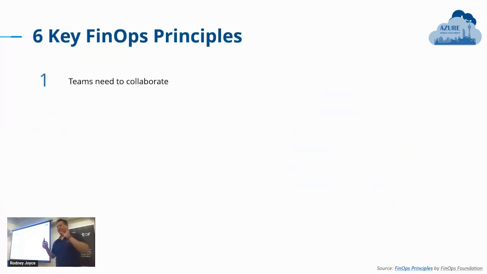If we drill into these phases, let's step back a bit first. There are six key FinOps principles. The first one is that teams need to collaborate, and I've mentioned this earlier. It's not just the engineers. It's the finance team, the engineers, and the business units.